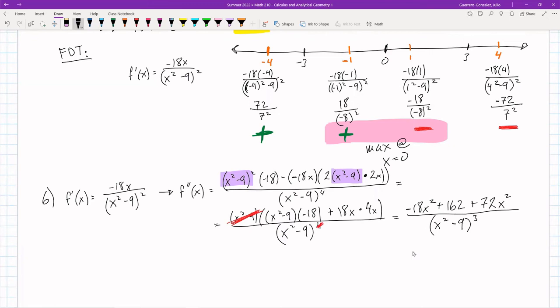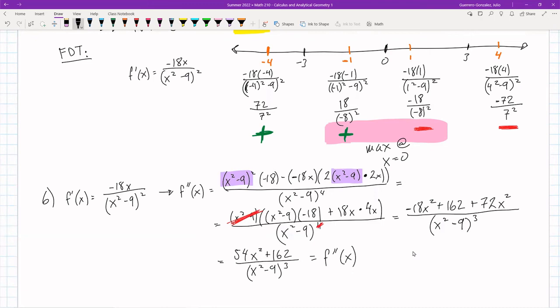Okay? To reduce it one more time, so minus 18 plus 72, 54. So 54x squared plus 162 all over x squared minus 9 cubed. This is my f double prime of x.